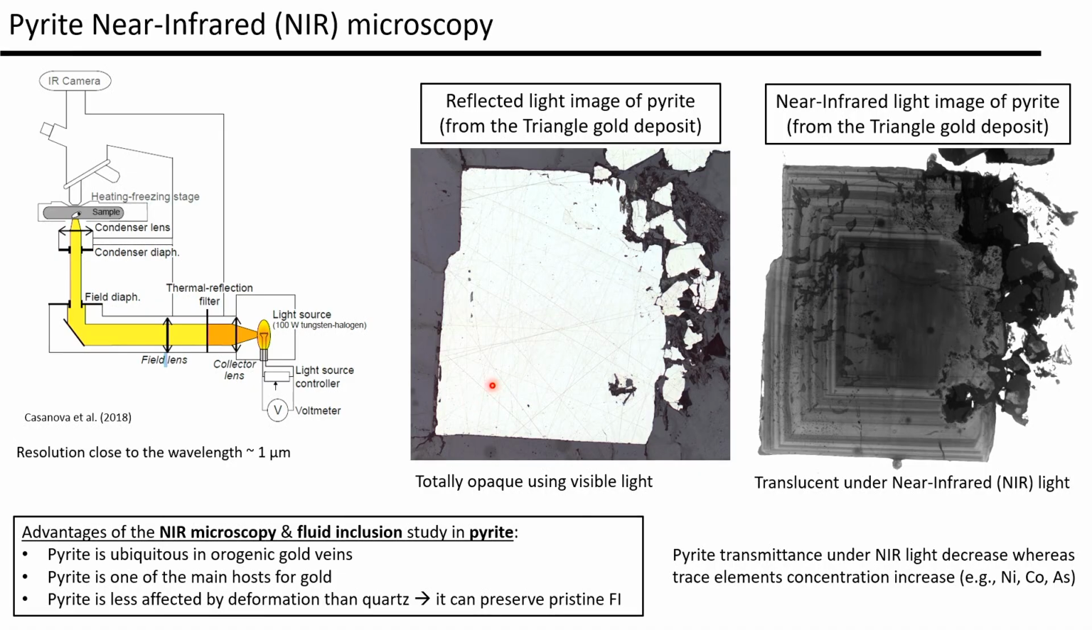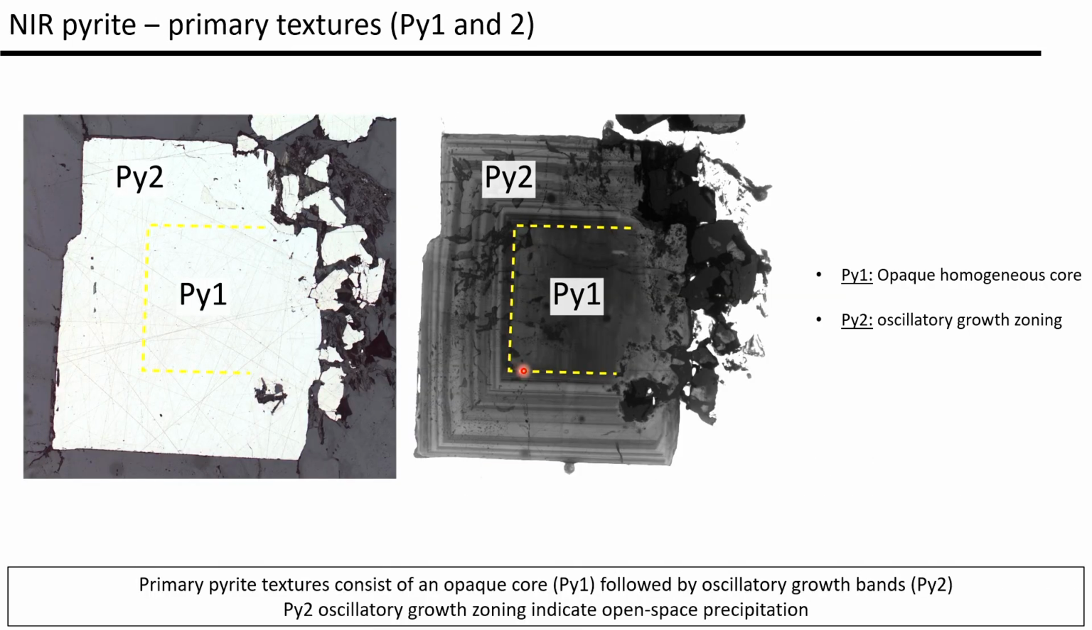The advantages of this method of near-infrared microscopy and 3D inclusion study in pyrite are that pyrite is ubiquitous in those orogenic gold veins, is also one of the main hosts for gold, as we've seen before, and is less affected by deformation than quartz, so it can preserve pristine 3D inclusions. I will first begin by showing you the textures that we've seen in the pyrites.